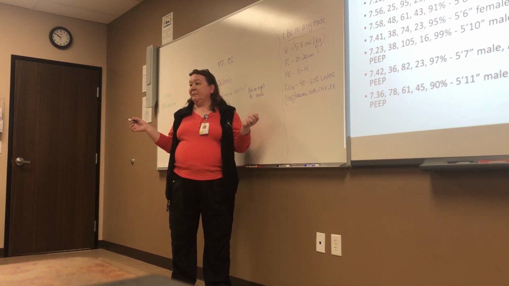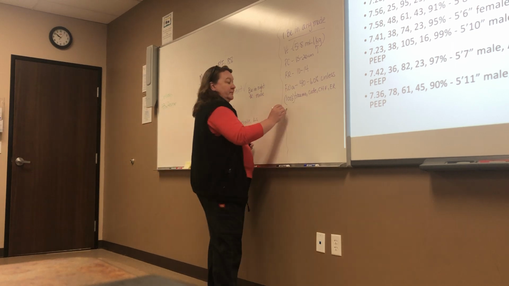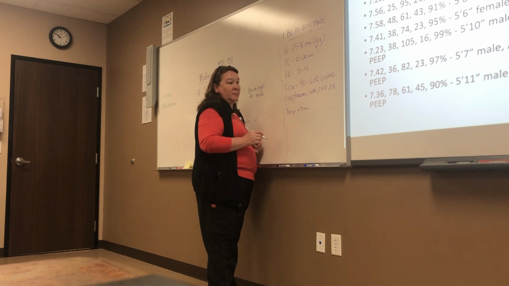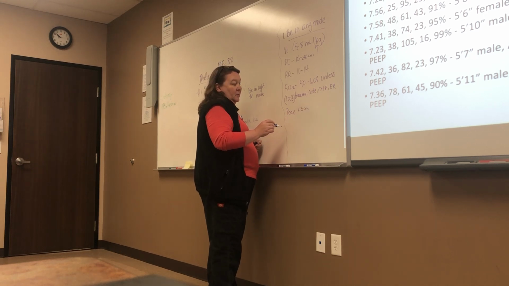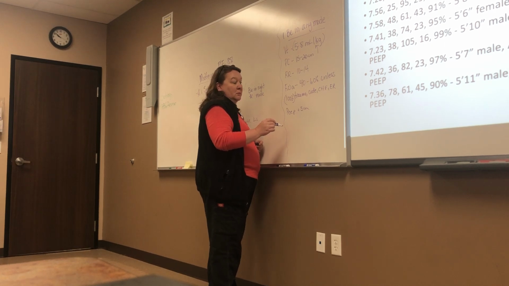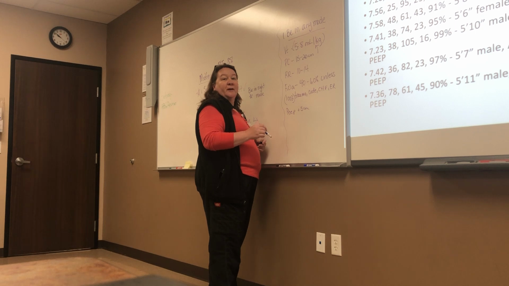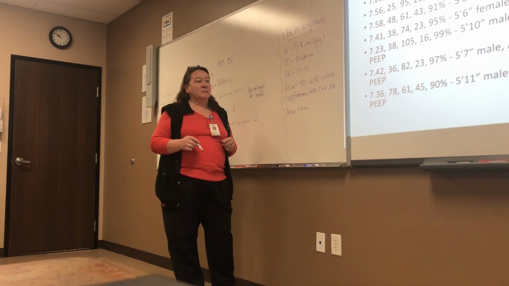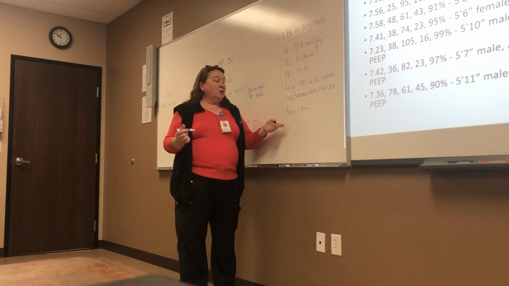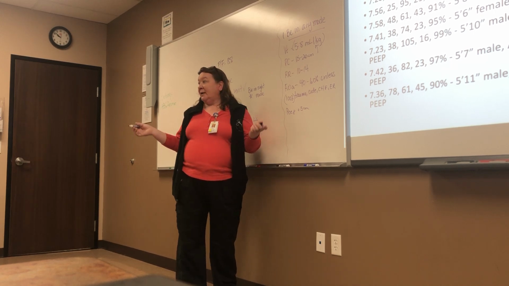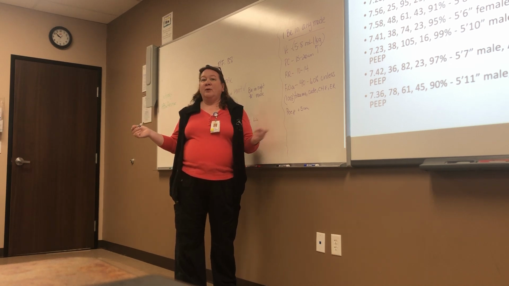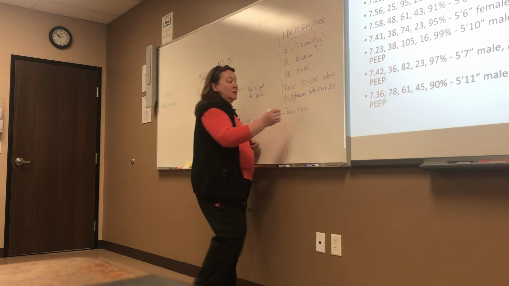How much PEEP do we start? 5. Can we write greater or equal to 5? No, you start at 5. We don't go less. Everybody gets 5, unless they were on a higher setting already. Say they were on BiPAP of 14 over 10. Then it wouldn't make sense to start them at 5.